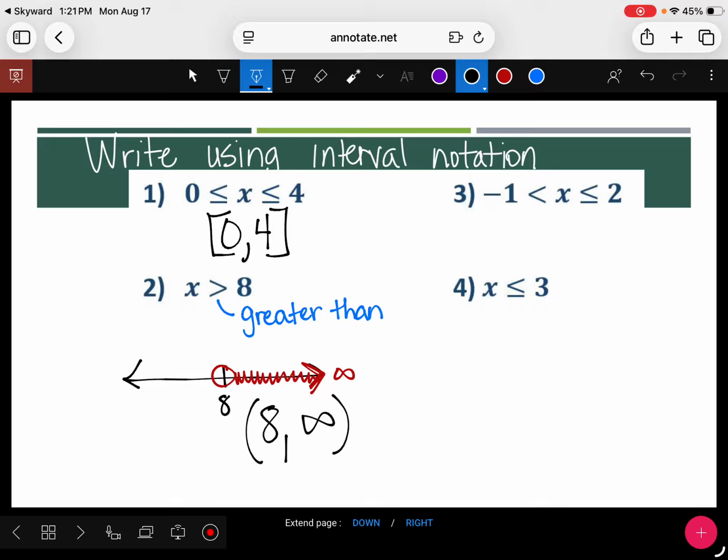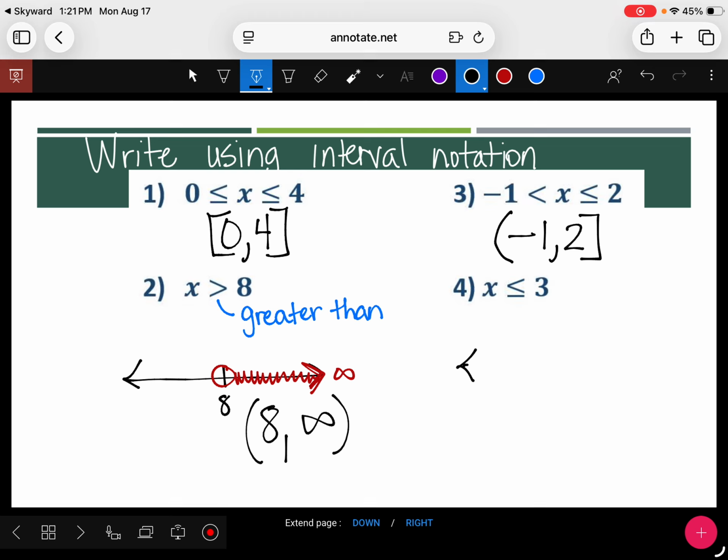All right, number 3, notice how one side is equal to and the other side is not. So it is possible to have a bracket on one side and a parentheses on the other. So for this one, I have -1 to 2. 2 gets a bracket, but -1 gets a parentheses because -1 is not included in the interval of the solutions.